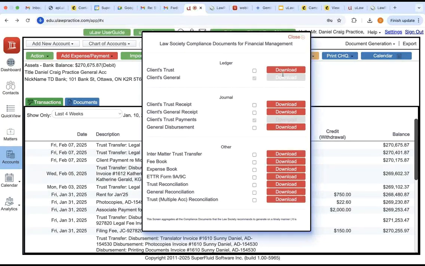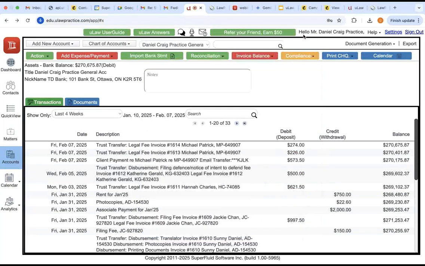The best I would suggest is your client's trust ledger that would show you both deposits and withdrawals of the trust accounts. If you're looking purely only for transfers made out of trust, then please use client's trust payment journal that shows all the debits from the trust account, out of which you will see the trust transfers there.